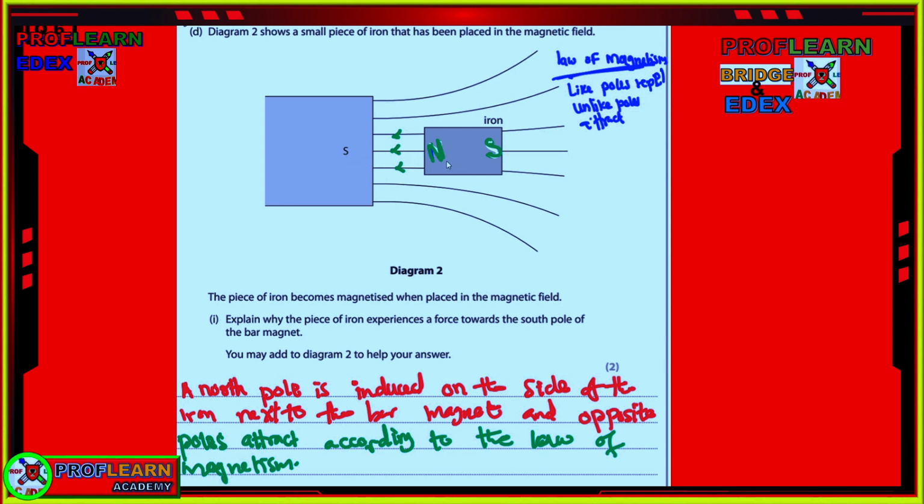The south pole. But when this magnet is removed from the magnetic field, it stops being a magnet. So you also need to understand the law of magnetism, that like poles repel and unlike poles attract.